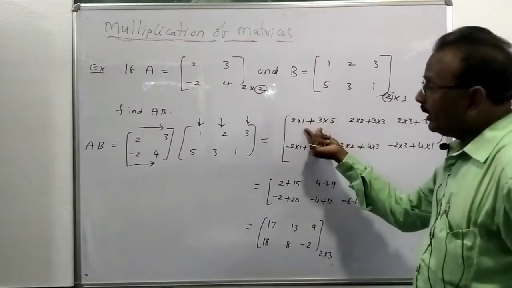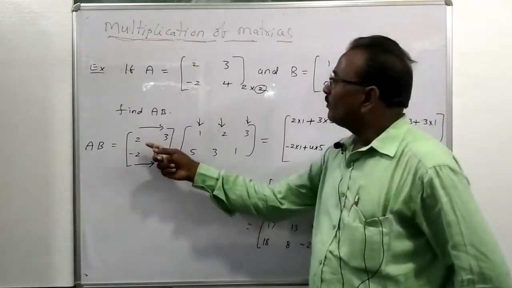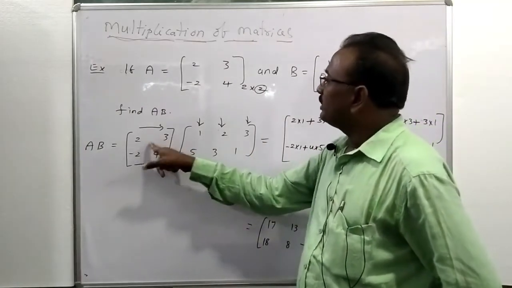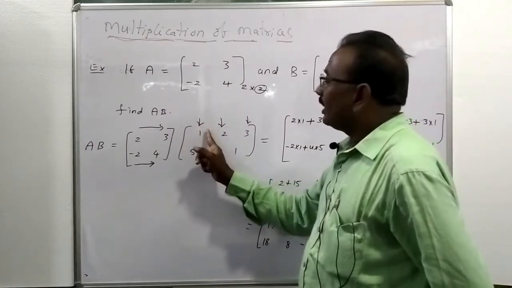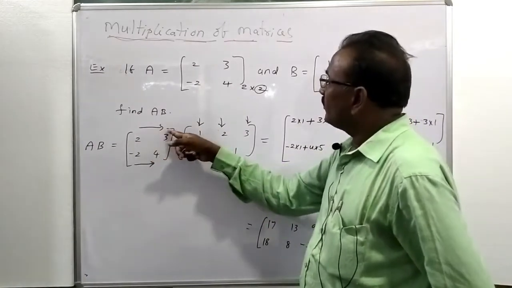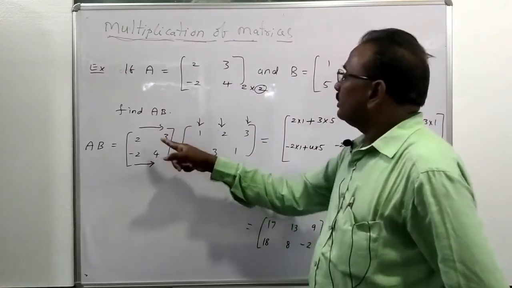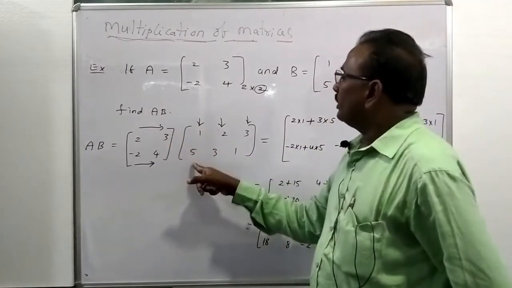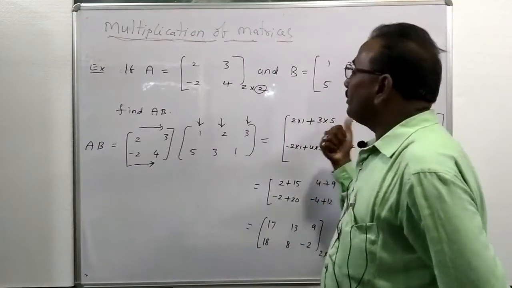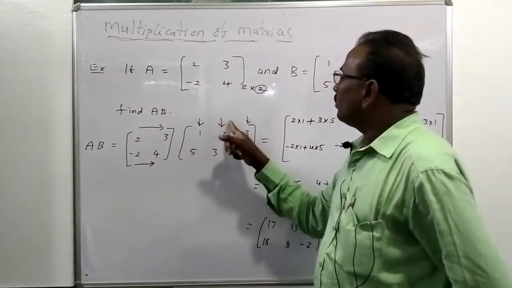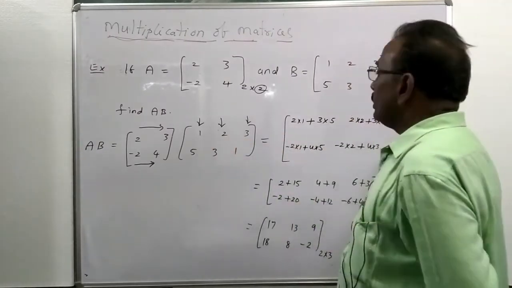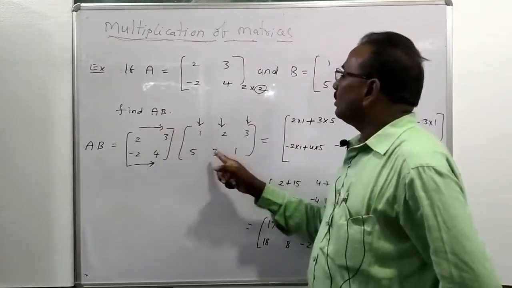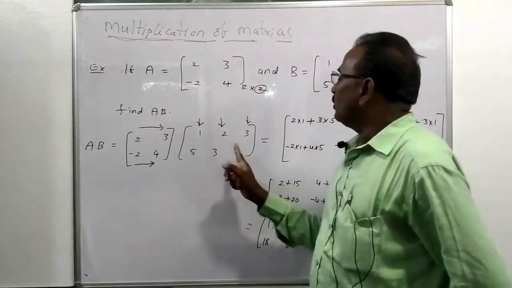A11 is obtained by the sum of the products of first row elements of the first matrix with the corresponding first column elements of the second matrix. That is, the sum of the products of first row with first column. So 2 into 1 plus 3 into 5. Similarly, the second element is first row with the second column. So 2 into 2 plus 3 into 3. Next, A13 is first row with the third column. So 2 into 3 plus 3 into 1.